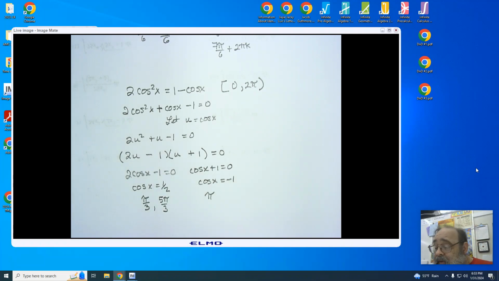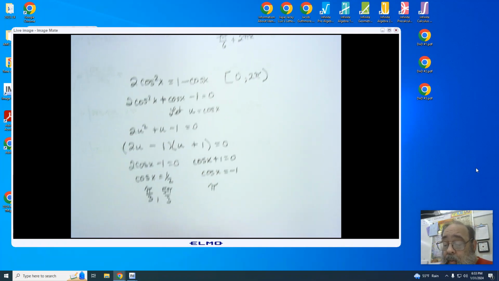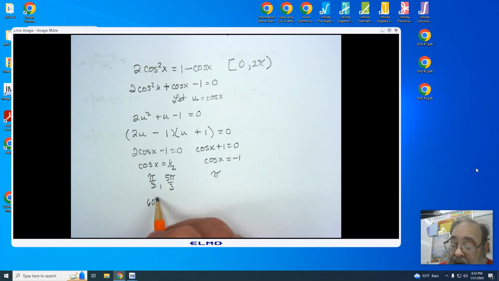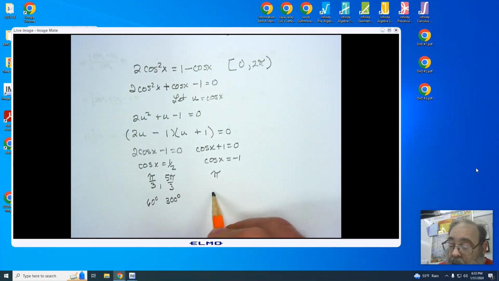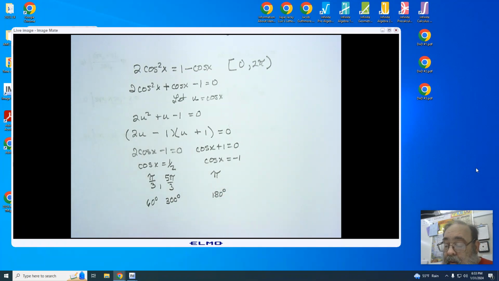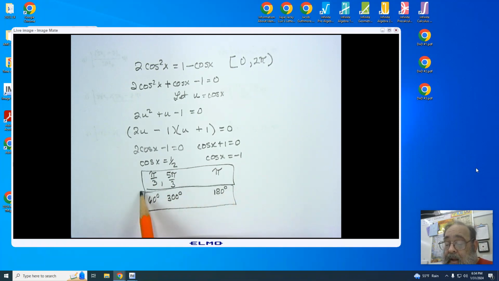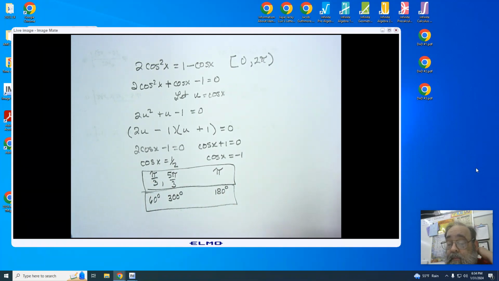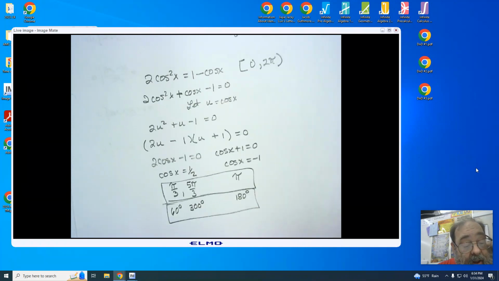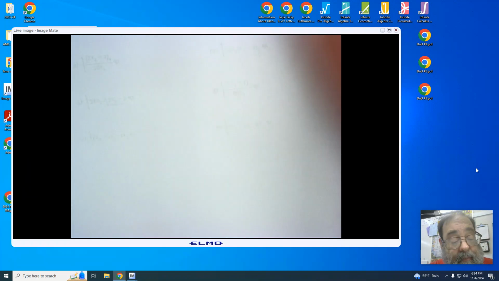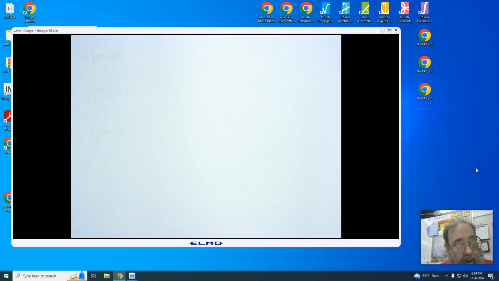Now remember, if this happened to be in degrees, we would be using a 60-degree angle, we would have a 300-degree angle, and we have a 180-degree angle. So in radians, our solution is here, and in degrees, our answer is here. Let's now continue with number 7. Let's just take a quick look at it again.